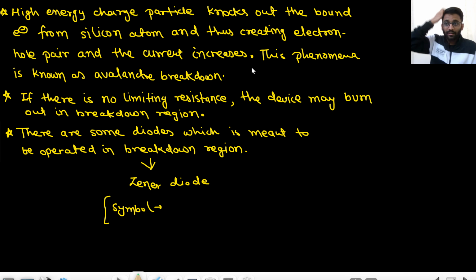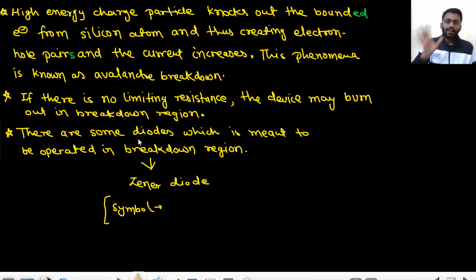So I have written the definition. A high energy charged particle knocks out the bounded electron from a silicon atom, and thus creates a large number of electron hole pairs, and the current increases. This phenomenon is known as avalanche breakdown.